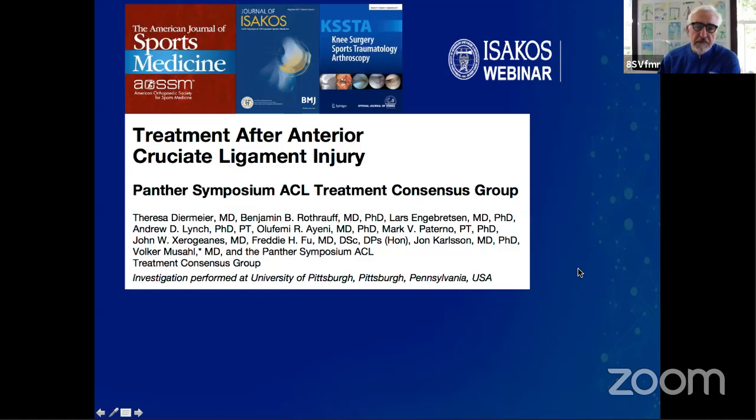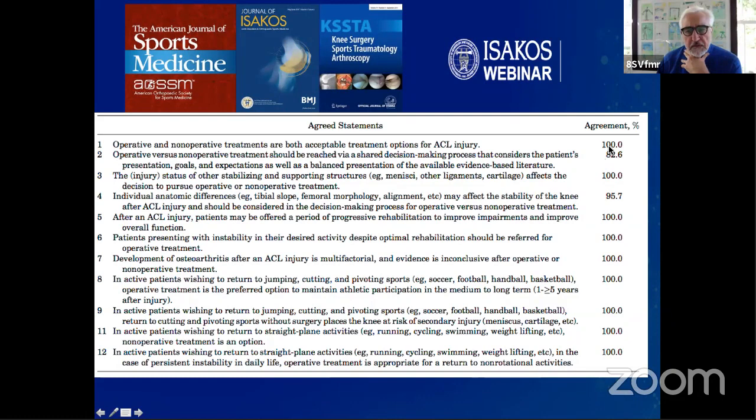I think this is a very good study. I was supposed to be part of it, but I wasn't. The group from Pittsburgh, with Dr. Fu, who is my mentor, had a big field, and they really looked at the treatment after anterior cruciate ligament injury. It was published in the ISAKOS, ESSKA, and IASM journals. And these are the statements that they came up with. They came out with 12 statements, and on the right-hand side, you can see all the experts agreed.